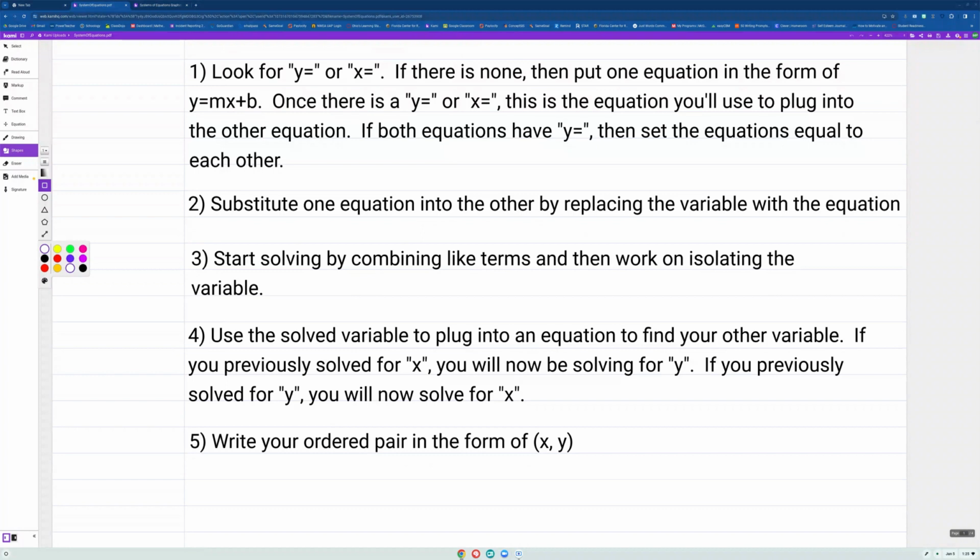So let me go ahead and get my colors ready. Oops. Okay.